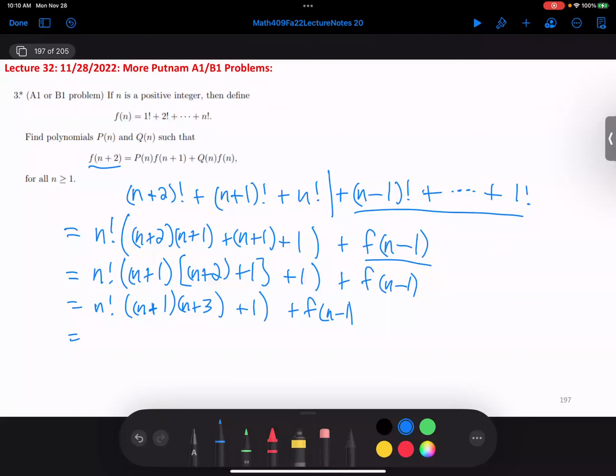And so we redistribute the n factorial into here, and then we're going to get it back here. So then it becomes n plus 3 times n plus 1 factorial plus n factorial. I guess this is when we can just go f of n here.